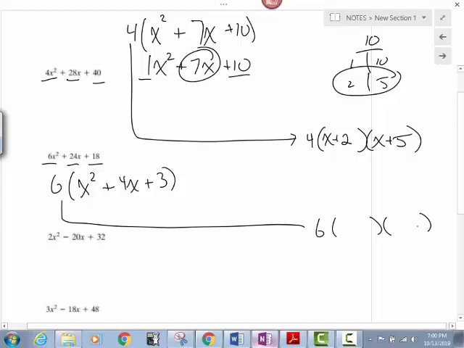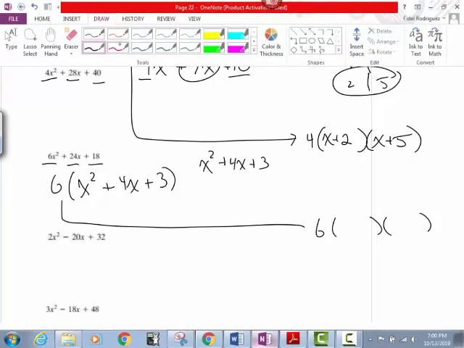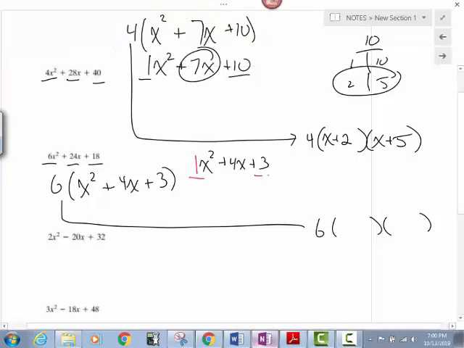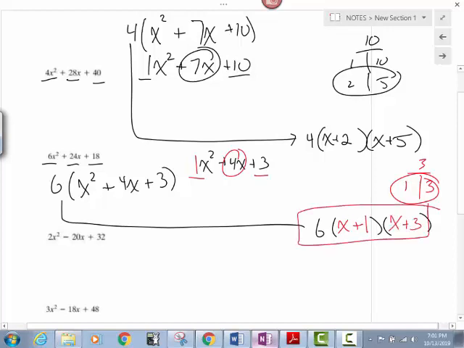Okay, and now I'm going to look at what we have on the inside, which is x squared plus 4x plus 3. So remember, I'm going to use my first number and my last number. So 1 times 3 is 3. Well, the only numbers that multiply to 3 are 1 and 3. And if you add them, we get 4. So my answer will be 6, and then x plus 1 and x plus 3.